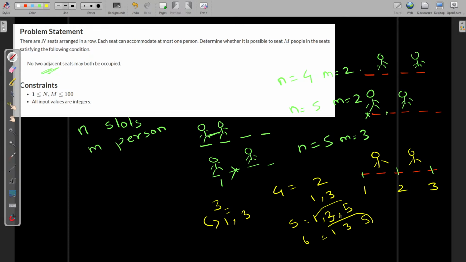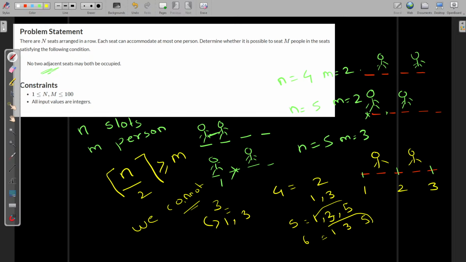For 3 and 4 the answer is 2, for 4 and 5 and 6 the answer is 3. So this is nothing but the ceil of the number. If there are n slots, then the number of slots where we can actually place a person is ceil of n upon 2. So this is actually the solution to this problem. If this value is greater than or equal to m, then we can place all the m persons. If not, then we cannot. This is simply our solution.